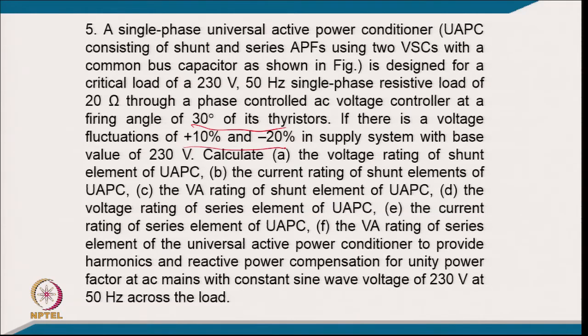a voltage fluctuation of plus 10% minus 20% in the supply voltage with the base value of 230 volt. Calculate: A, the voltage rating of shunt element; B, current rating of shunt element; C, VA rating of shunt element; D, voltage rating of the series element; E, current rating of series element; F, VA rating of series element of the universal active power conditioner to provide harmonics and reactive power compensation for unity power factor at AC mains, with constant sine wave voltage of 230 volt across the load.